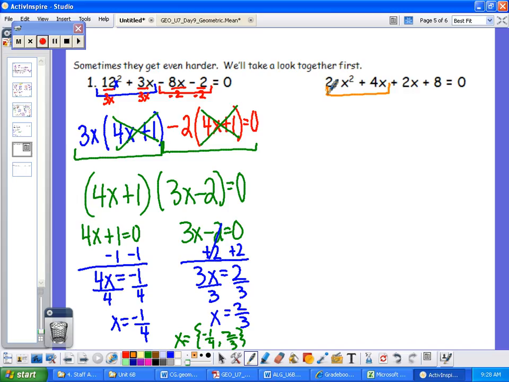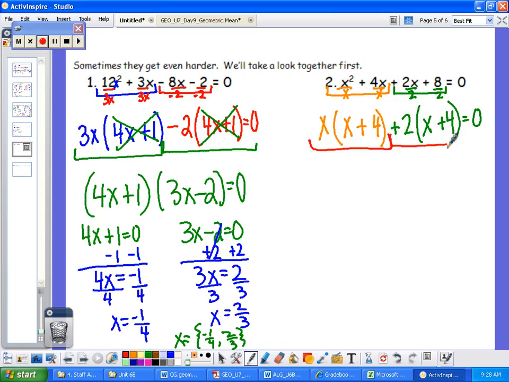I take my first group, and I find what's common. X, and I divide by x to leave me x. I divide by x to leave me 4. I take my second group. What's common? 2. I divide by 2. X. I divide by 2 plus 4. I set that equal to 0. What do I do next? I group and I group.